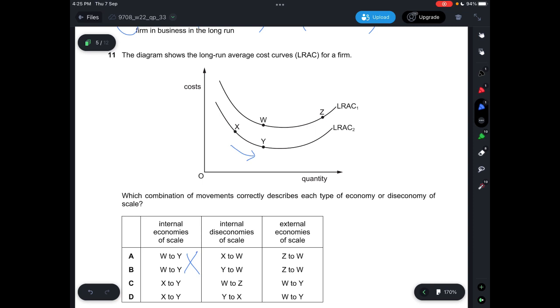Right. And then internal diseconomies of scale. So let's look at the two options, W to Z and Y to X. Y to X is basically going backwards, which is not correct. Diseconomies of scale is basically when you expand your firm's production, there's a higher cost. So this should be W to Z. All right. And then being able to lower the average cost, like pushing it below, this would be your external economy of scale, so it's something like this. So answer is C.